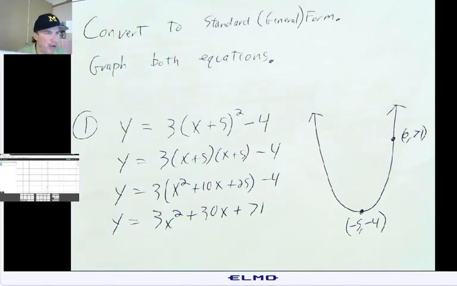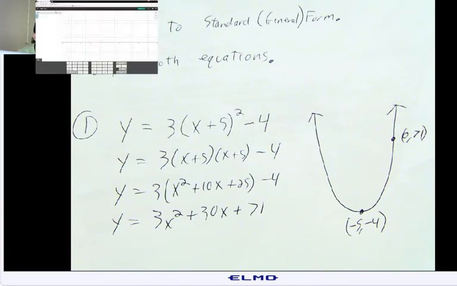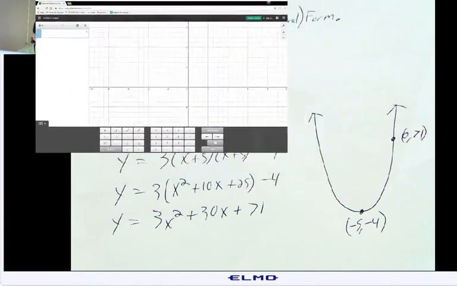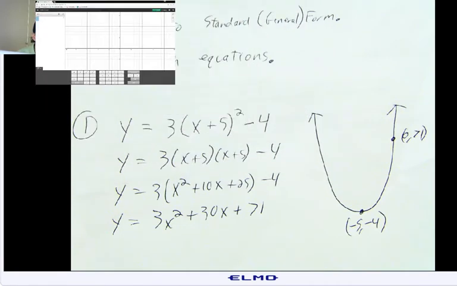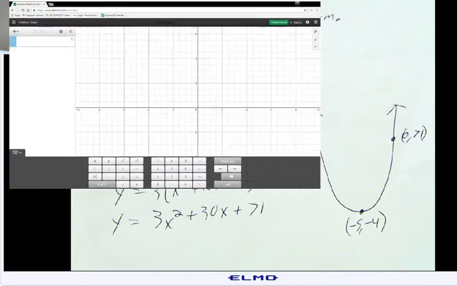Now it says graph both equations. What they really mean is to graph them both together. This was me graphing this equation based off this. So I'm going to graph the standard form and make sure it has these two components to it. Okay, so make this bigger.